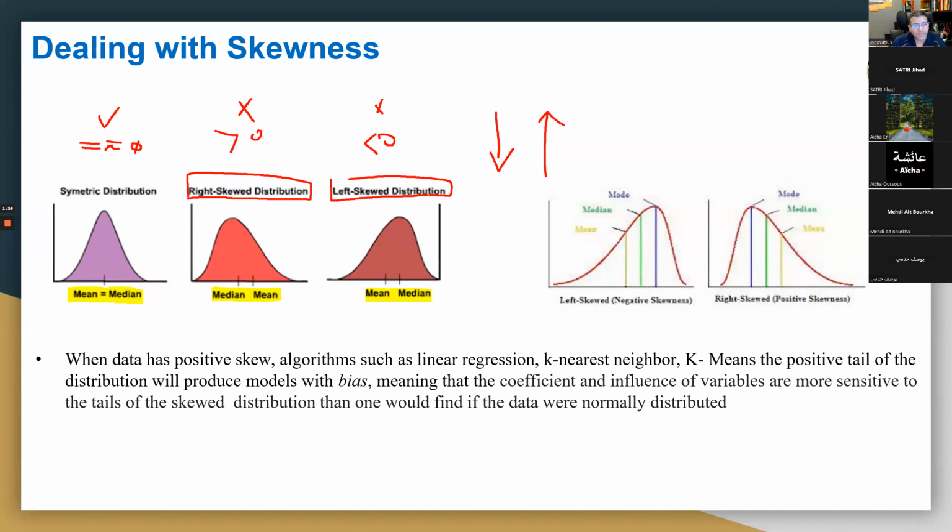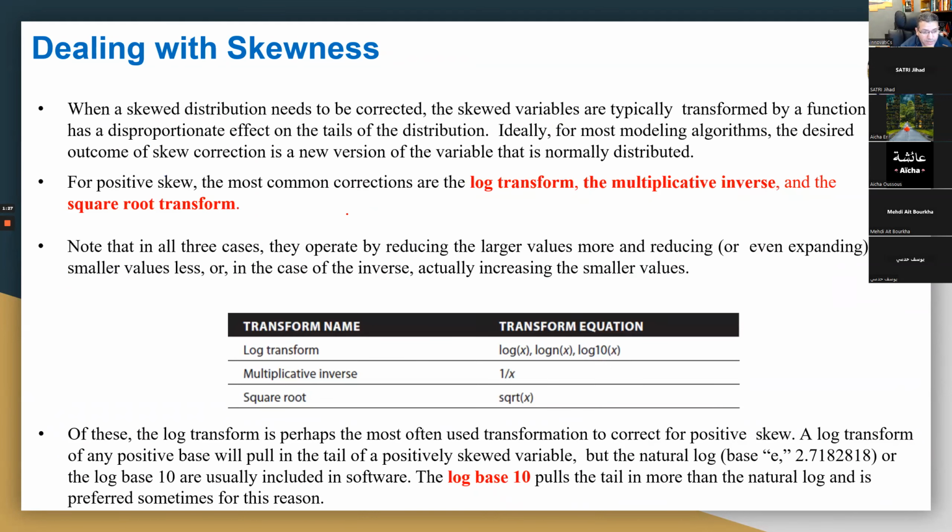So if you have negative skewness, then you need to transform your data up. If you have a positive skewness, then you need to transform your data down. How do we do that? There are a few techniques for the skewness.